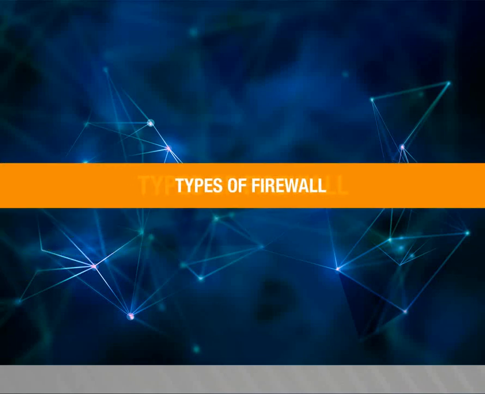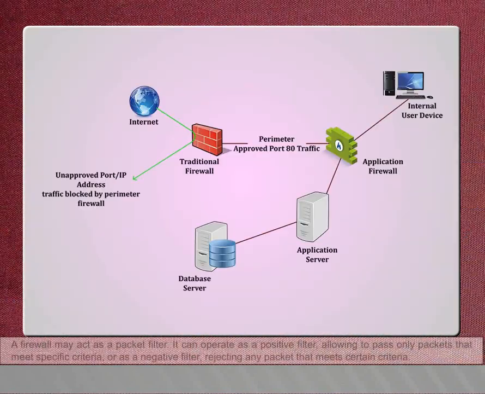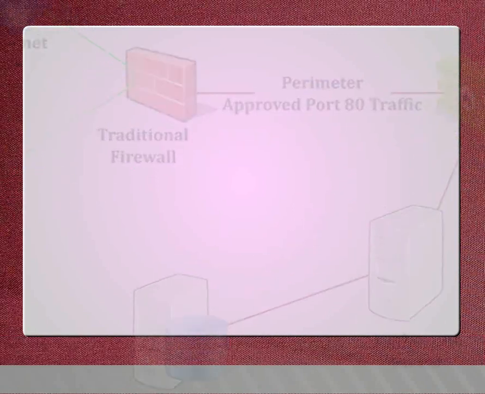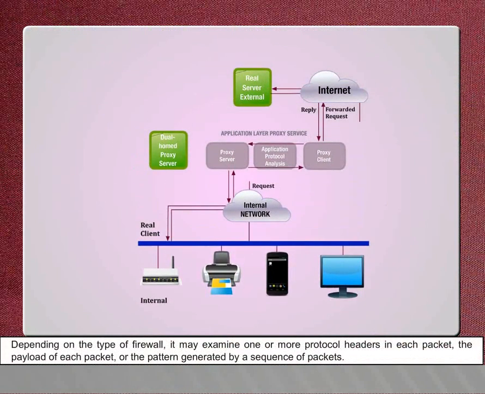Types of firewall. Now we are going to see about the types of firewall. A firewall may act as a packet filter. It can operate as a positive filter, allowing to pass only packets that meet specific criteria, or as a negative filter, rejecting any packet that meets certain criteria. Depending on the type of firewall, it may examine one or more protocol headers in each packet, the payload of each packet, or the pattern generated by the sequence of packets.